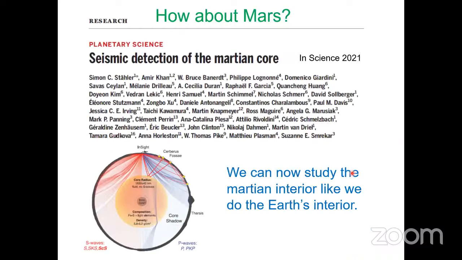And then let me briefly talk about Mars, the Martian core. So NASA launched the so-called InSight mission, and they deployed seismometers on the surface of Mars, and they got the first data, published in 2021. And they only got mean core density and mean core radius, and I'm going to show you the data in the next slide. But this is a very remarkable step, because now we can study the Martian interior like we do the Earth's interior.